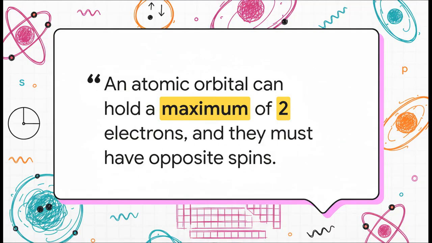And here is our last rule. It's called the Pauli exclusion principle, and it's beautifully simple. Each orbital, each one of those houses, can hold a maximum of 2 electrons.